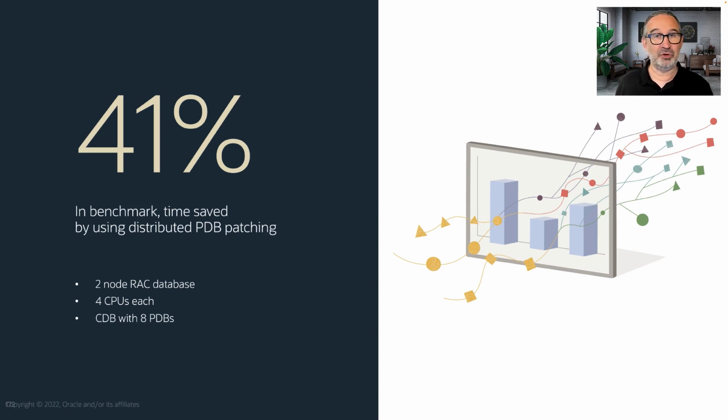We saw, not only for upgrades, but also in patches, around 40% improvement on 2-node RAC environments. And we know that many of you have 2-node RAC environments, so this is really a good way of leveraging the available nodes in multitenant environments.